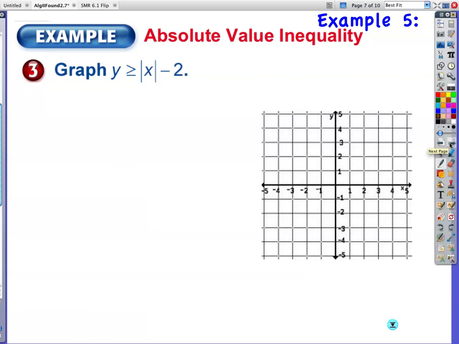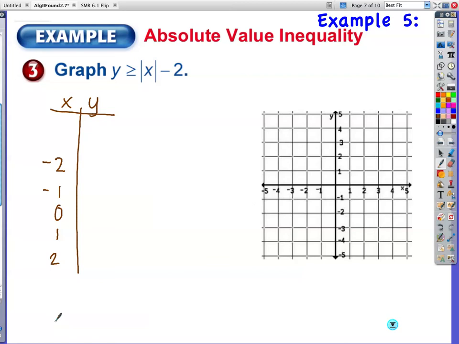Okay, absolute value graphing. Holy cow, there's just so much. All right, y is greater than or equal to the absolute value of x minus 2. Here's what we're going to do. We're going to make a table of values. I'm going to go down here, because I might have to add some points. So negative 2, negative 1, 0, 1, and 2, and I might have to add more points.